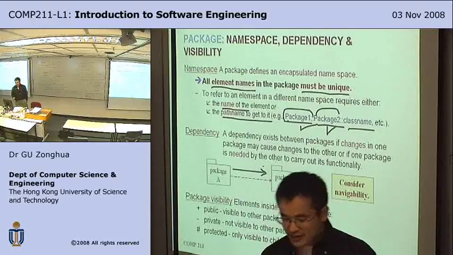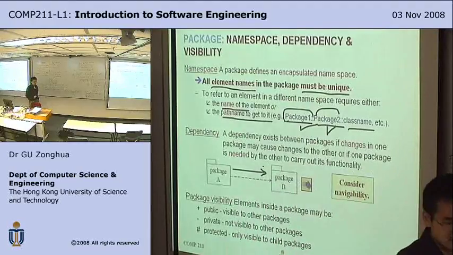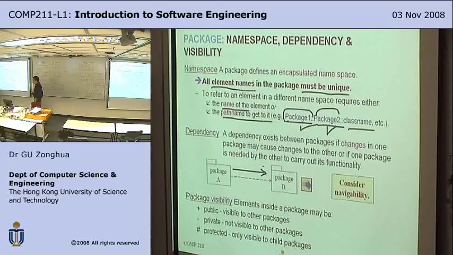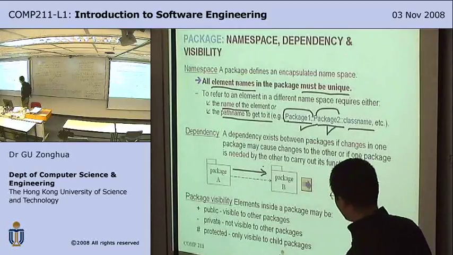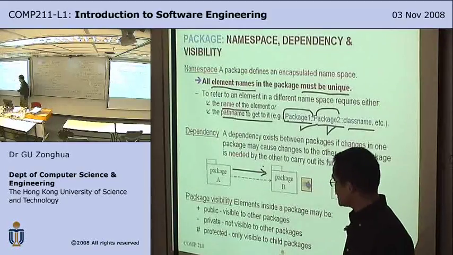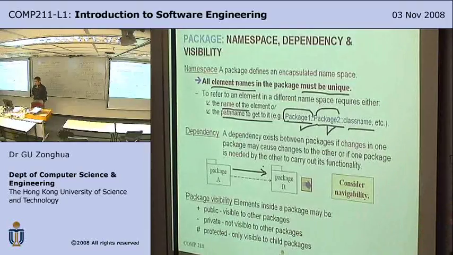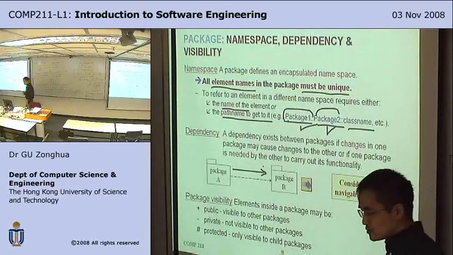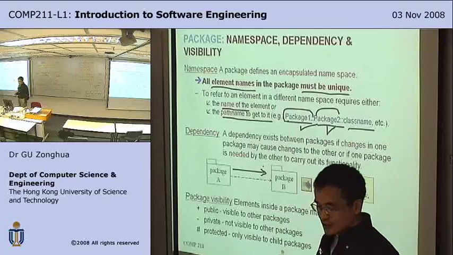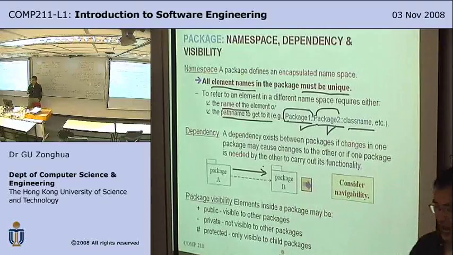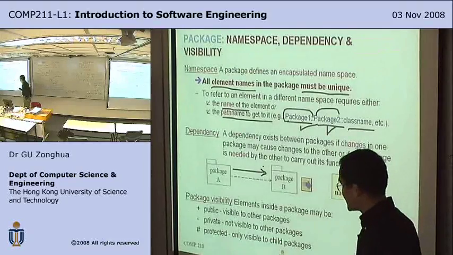So elements within a package may be public, private, or protected. A public element is visible to other packages. A private element is not visible, and the protected element is only visible to child packages. So again, elements can be a class or a sub-package.